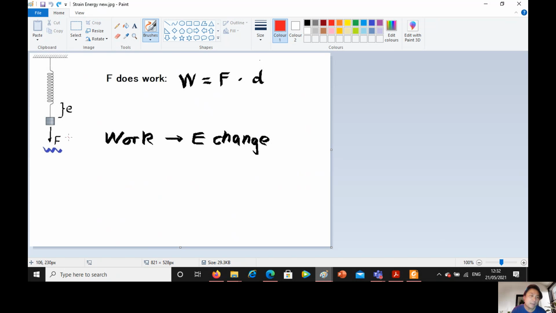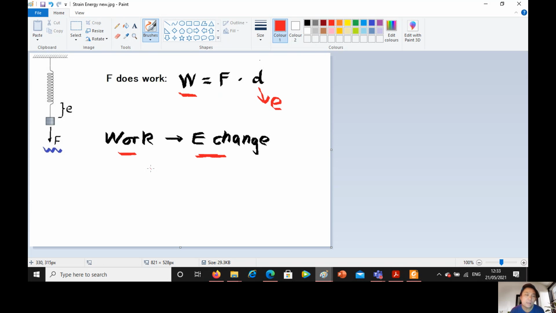I've got a spring. Just take the example of the spring again. We've got a load here that stretches the spring and ends up with a certain extension E here. In GCSE physics, we already learned that the work, let me change the color, let's use red, the work equals force times displacement. In this case, force is just the load, and D is the extension. And so we know the work is related to energy change.